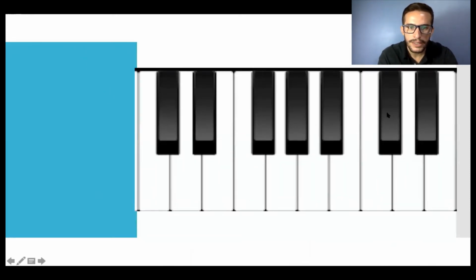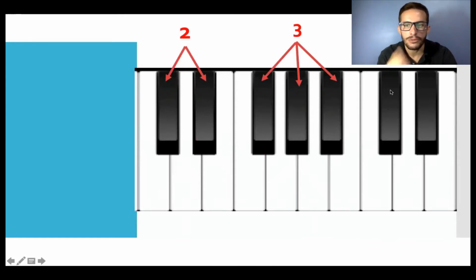You have to notice two things. There are two groups of black keys. You have a group of 2, then a group of 3, then a group of 2, and then 3, and so on. When you see the group of 2, look at the first black key, and then go to the white key on the left. That note is going to be C. That means that the next white key is going to be the next note of the musical alphabet, meaning D.